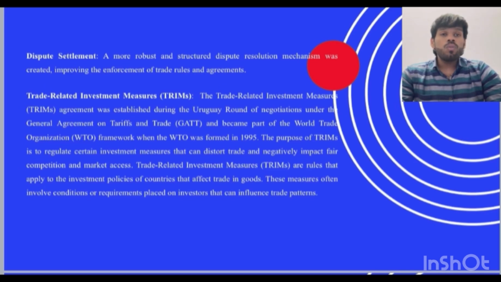Then the WTO was formed in 1995. The purpose of TRIMS is to regulate certain investment measures that distort trade and negatively impact fair competition and market practices. Trade related investment measures, TRIMS, are rules that apply to investment policies of countries that affect trade in goods. These measures often involve conditions or requirements placed on investors that can influence trade patterns.